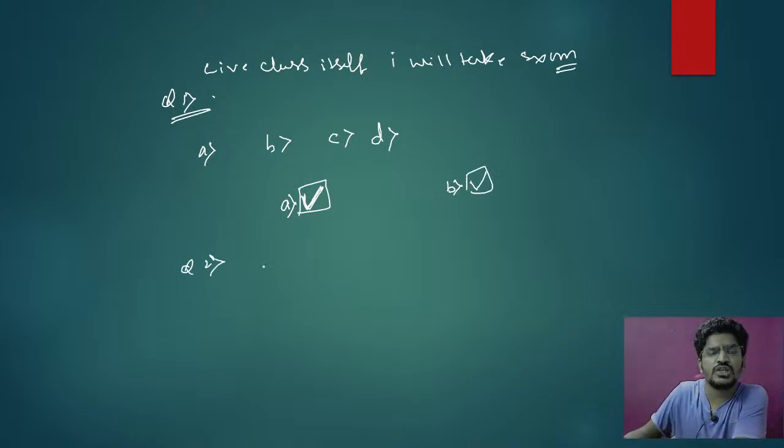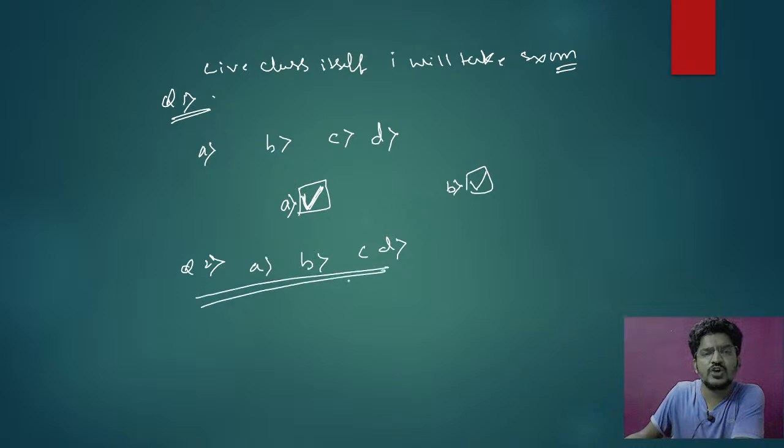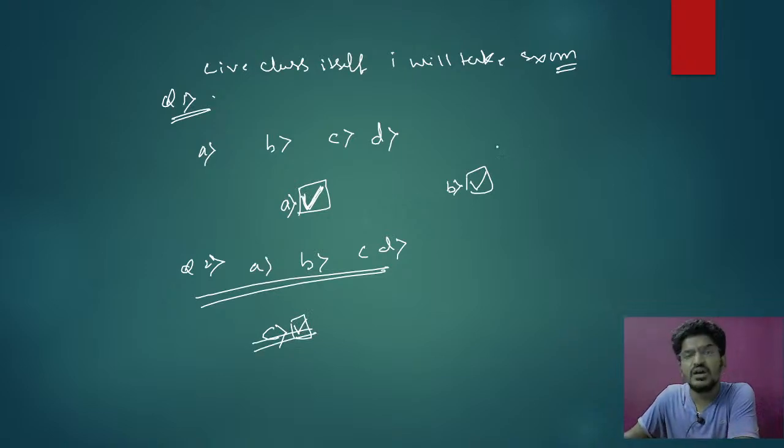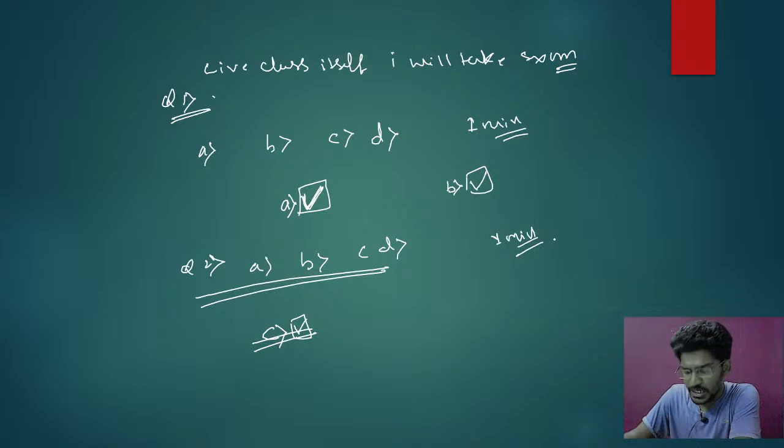You can go for question number 2, again A, B, C, D. In front of these options, if C is correct, you have to write C and put the green symbol. This is the way of conducting the exam. Each question is 1 minute, not more than 1 minute.